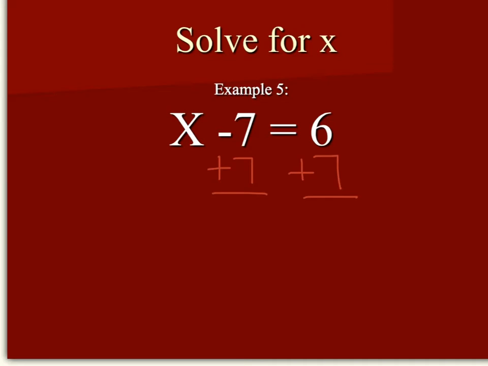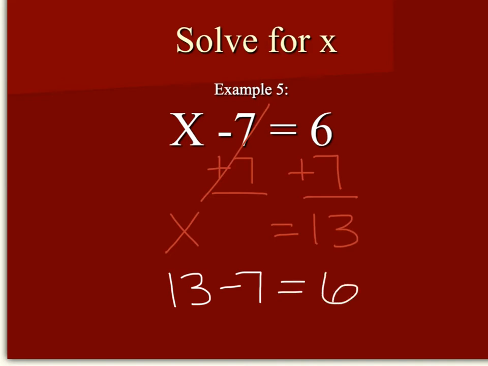When I add negative 7 and positive 7 together, they cancel each other out, leaving 0. Now I have just the x equal to 13. The final step will be to check. If I put 13 in for x, I would have 13 minus 7 equal to 6. That's a true statement, so I have a solution.